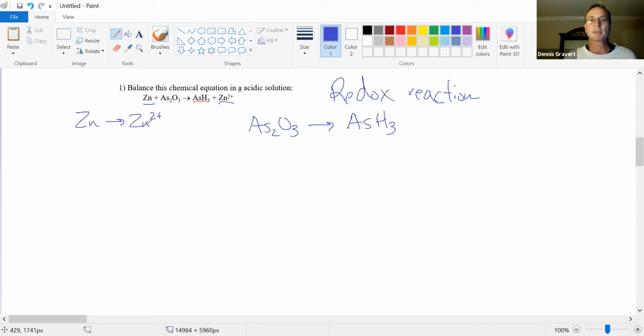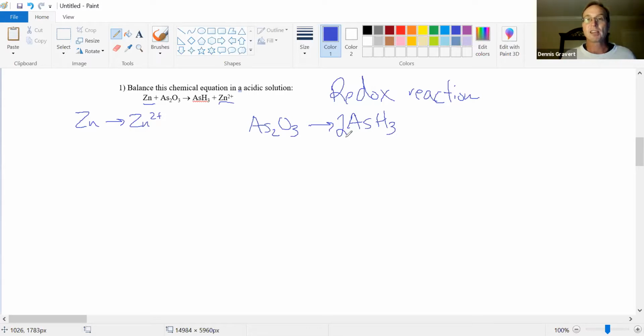Second thing, make sure that you have the same number of the redox active atom, and not necessarily a metal, it could be non-metals too. The element whose oxidation number is changing, make sure you have the same numbers. That's the first thing to do. So yes, there's one zinc on both sides, but here, As is arsenic, I believe. I misplaced my periodic table. As, there's two of them on the left, but only one on the right. So put 2 here, now it's balanced with respect to As.